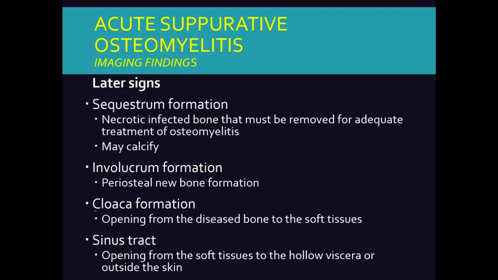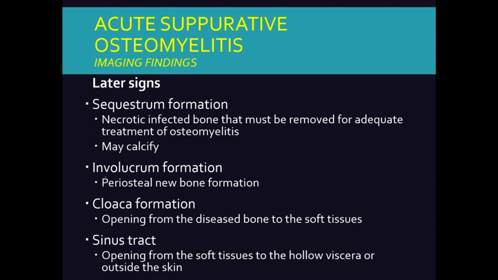So you kind of need an opening of the diseased tissues and then a tract, hole or tube or something that transmits that diseased tissue into either a hollow organ or out of the body. And that's the sinus tract. So the sequestrum is the necrotic infested portion that gets separated. And we can see this calcify. The involucrum is generally periosteal formation around that sequestered or necrotic area.